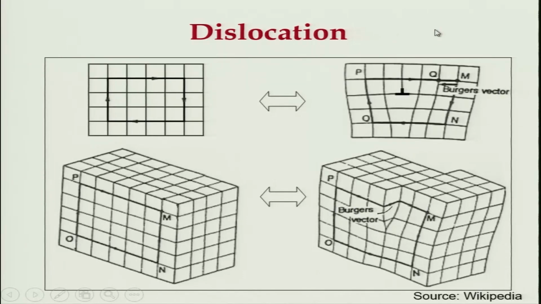But if it is an imperfect crystal, supposing you have this extra row of atoms here. So, this is an extra row of atoms, okay. Then when you go from M to N and N to O and O to P, if you want to go back from P to M, you have to take this extra step, because the number of steps that you took from N to O is equal to the number of steps from P to Q. So, going from Q to M, you have to take this extra step, and this extra step is the Burgers vector. And so, this is what is the edge dislocation.